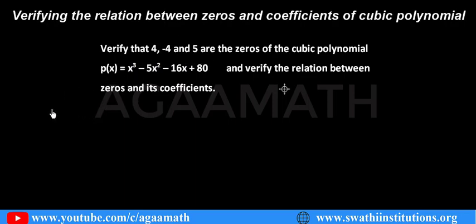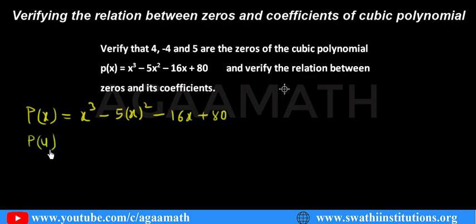What is p of x given here? p of x is x cube minus 5x square minus 16x plus 80. This is the polynomial given. First, I will verify with the value 4. For that purpose, p of 4 equals 4 cube minus 5 of 4 square minus 16 of 4 plus 80. Let us see whether we get 0 or not.